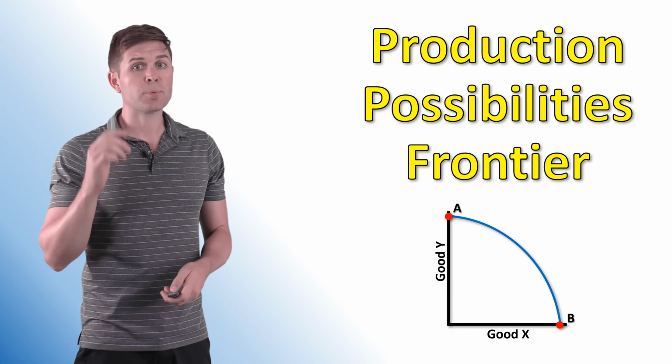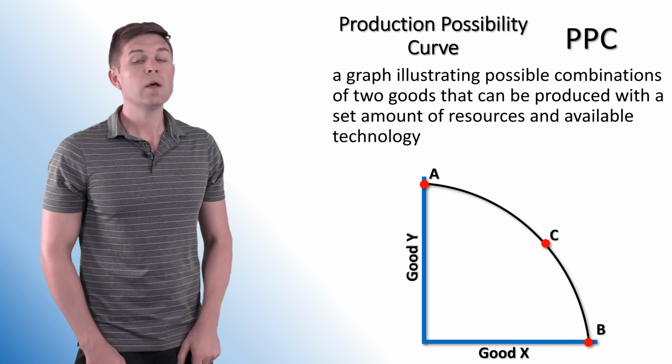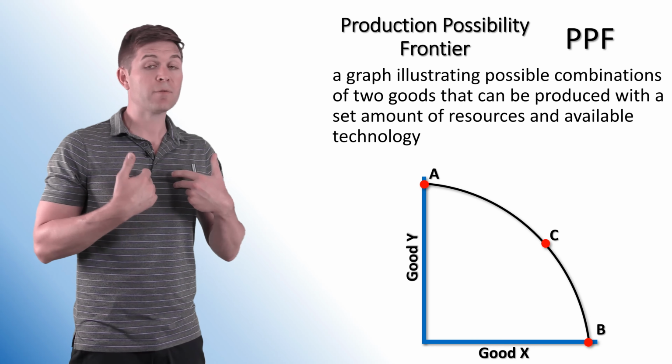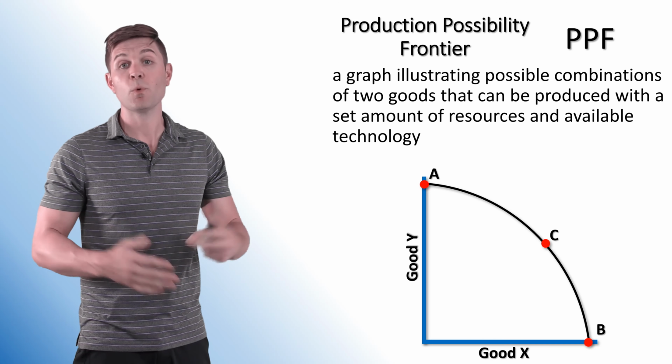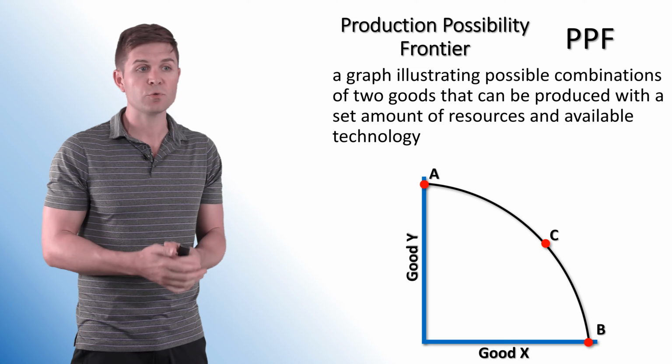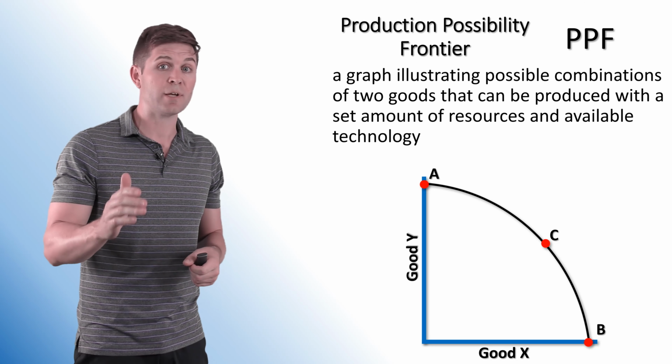Today's topic is going to be the production possibility frontier. Otherwise known as the production possibility curve or PPC, my preference is the production possibility frontier. But either way, it's a graph illustrating possible combinations of two goods that can be produced with a set amount of resources and available technology.